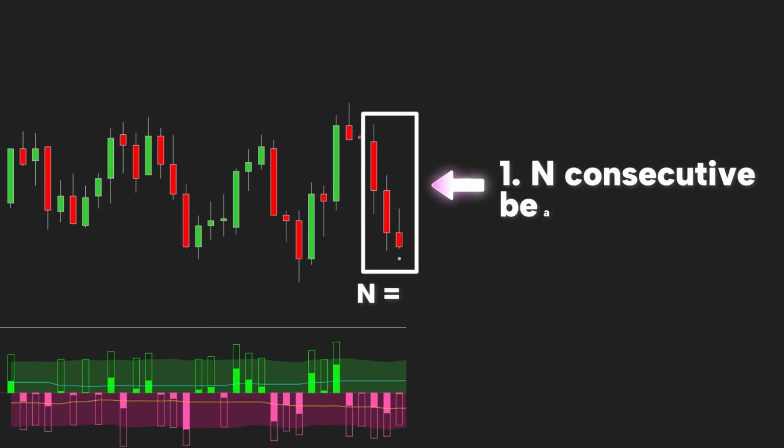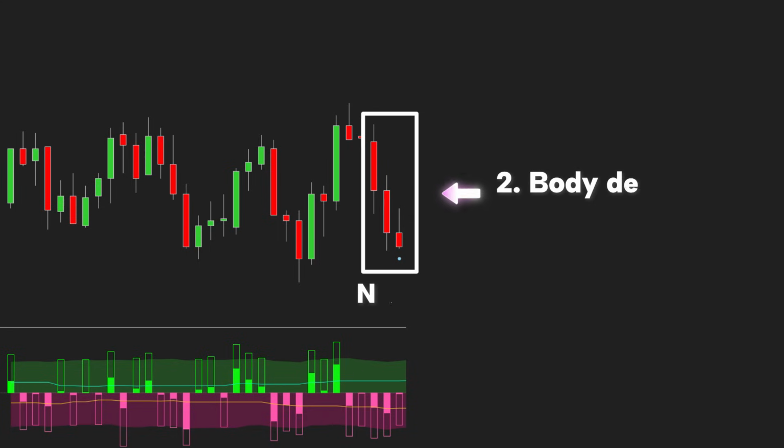Similar to buy exhaustion, since the cycle is also set to 3, the first condition is having 3 consecutive bearish candles. For the second condition, the bodies of the bearish candles must be decreasing, showing that traders are no longer eager to sell at lower prices. And as you can see here, the candle bodies are clearly shrinking over time.